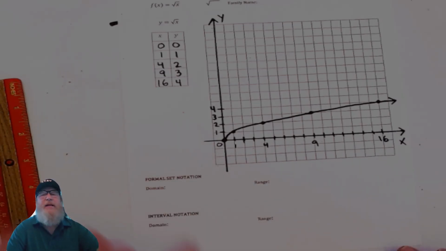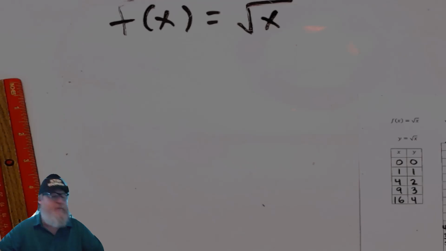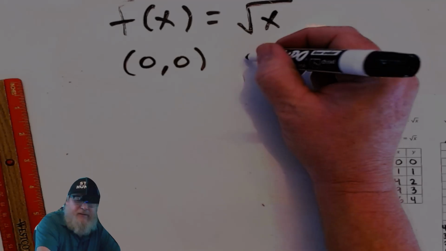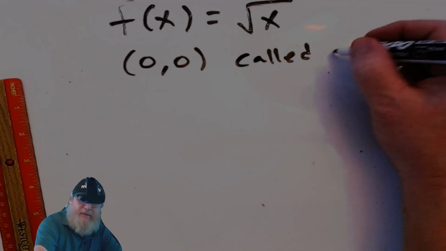Before I do the domain and range, I just want to make a comment about the 0, 0 point. It's not called a vertex. It's called the terminal point.